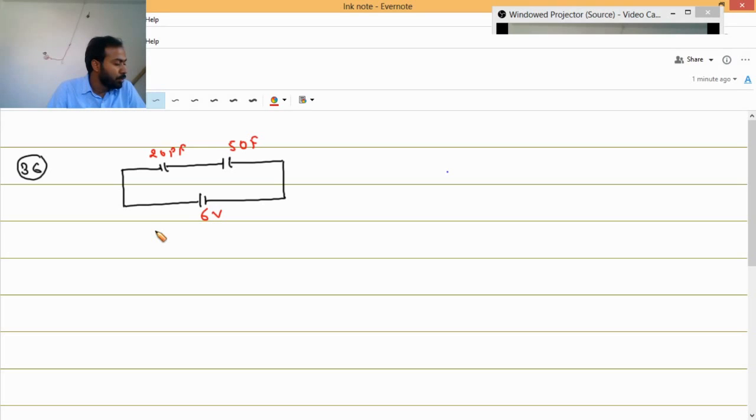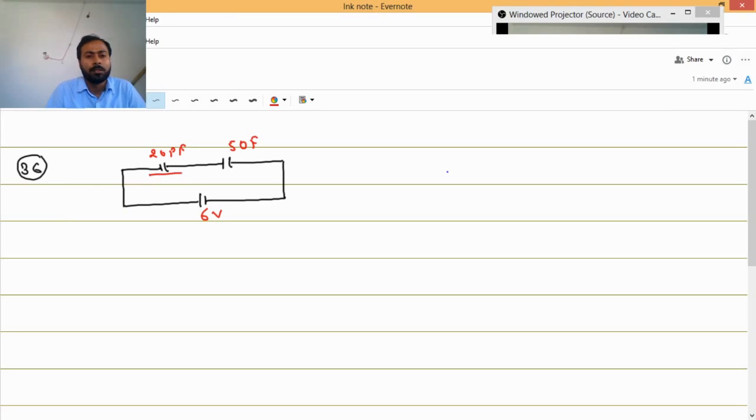So what is asked in 36 is: two capacitors of capacitance 20 picofarad and 50 picofarad are connected in series with a 6-volt battery. A part is find the potential difference across each capacitor, and B part is the energy stored in each capacitor. So for the first part, what is required is the potential difference developed across each of the capacitors.